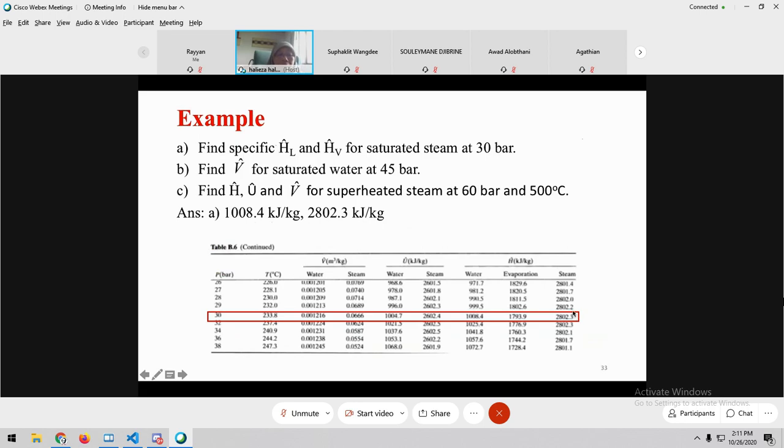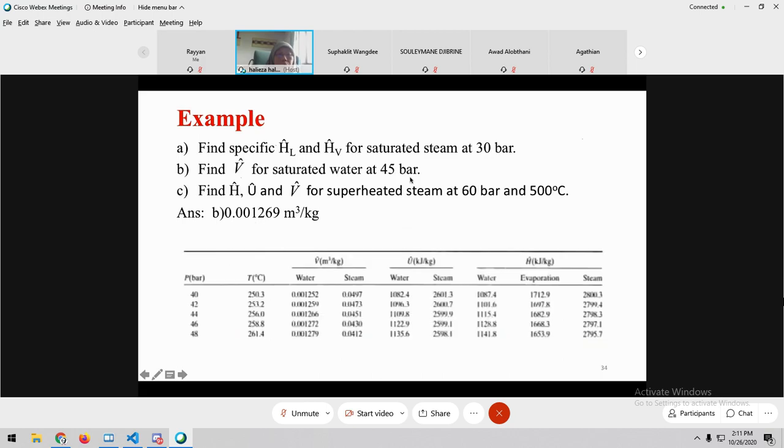Okay. So next, part B. Part B is at 45 bar. Well, 45 bar is not there. You need to interpolate. You need to find the saturated water. So you'll be looking at water. So you need to interpolate between these two values of 0.001266 and 0.001272 to get the specific volume at a pressure of 45 bar. Again, I'm not going to do it. I'm just going to leave it to you guys to do it yourself.